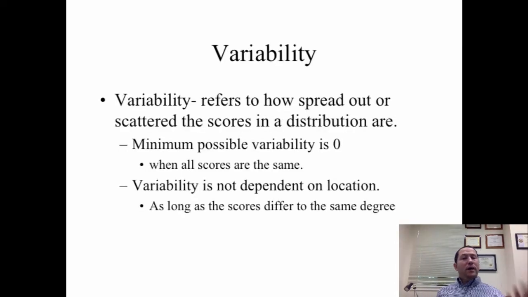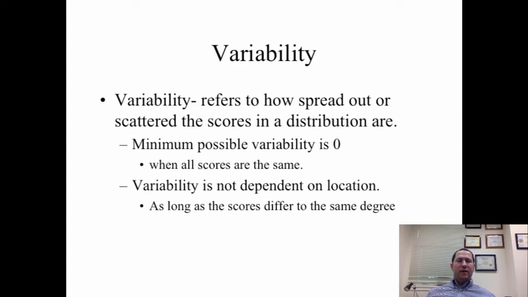A definition I could give you for variability is that it looks at the spread or scatter of the scores in a distribution. The minimum possible variability is zero. How do we get that? That occurs when all of the scores are the same. If we look at a distribution where all of the numbers were 3, 3, 3, 3, add that up: 3 plus 3 plus 3 plus 3 is 12, divided by 4 equals 3, right?